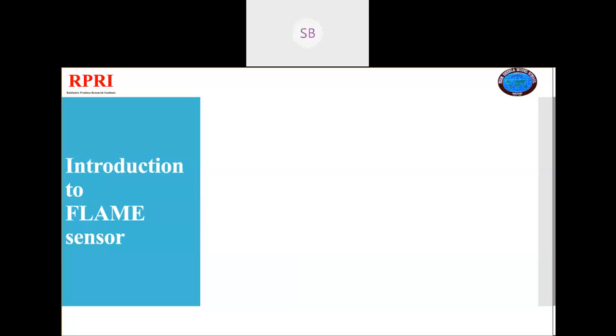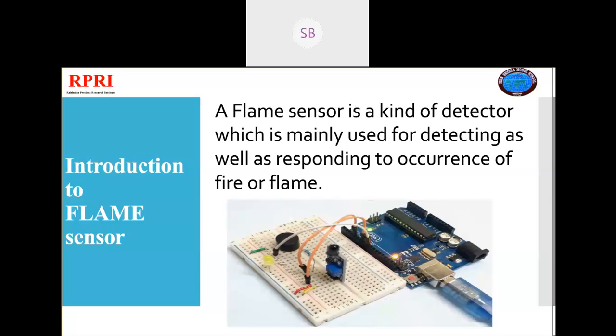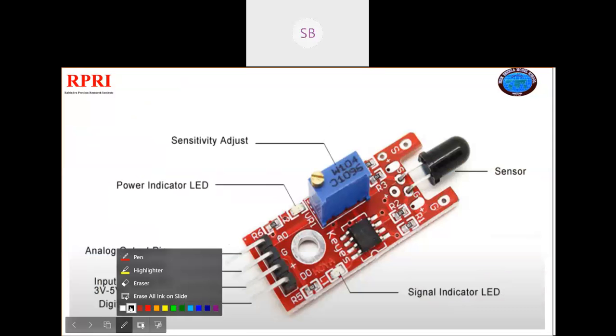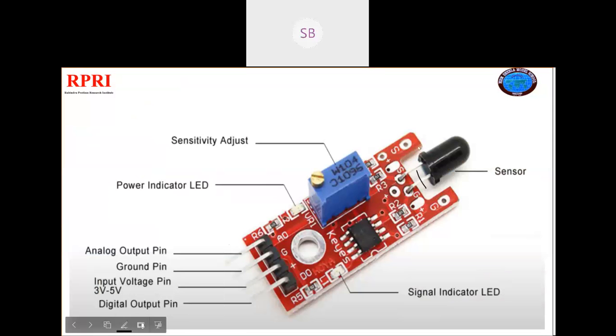A flame sensor detects and responds to the occurrence of fire or flame. This is a diagram showing the parts of a flame sensor. The first part that comes is this black LED. It is known as the IR receiver. It receives the IR radiation which is transmitted by the flame.